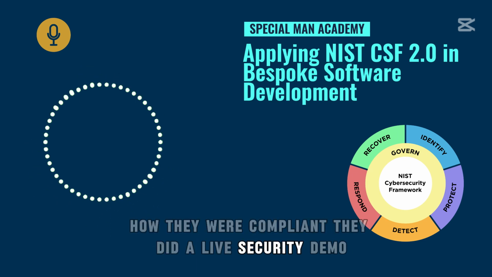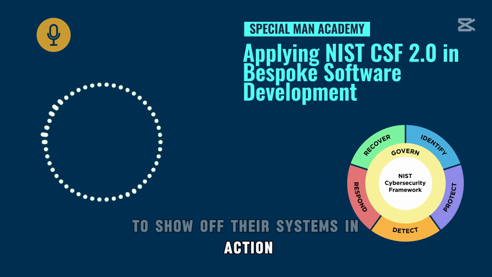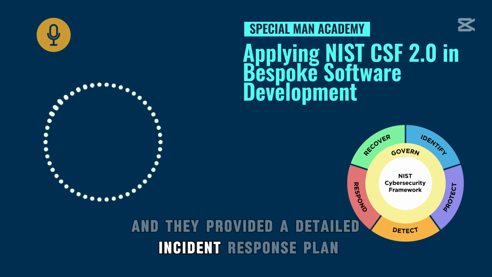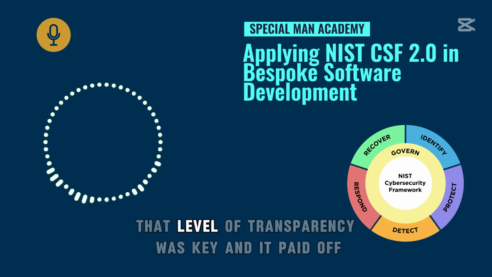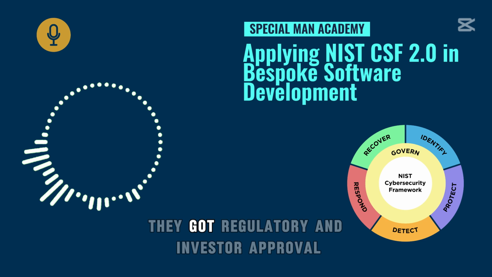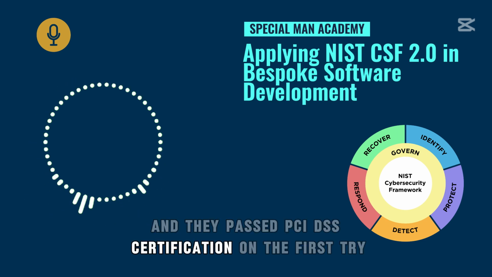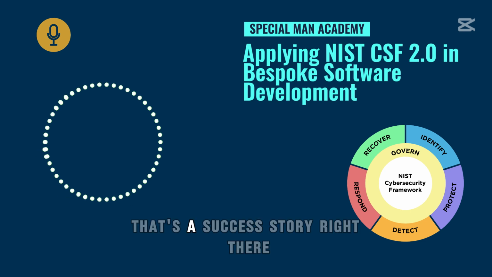They did a live security demo, to show off their systems in action. And they provided a detailed incident response plan, so the client knew what to expect if something went wrong. That level of transparency was key. And it paid off. The client was reassured. They got regulatory and investor approval. And they passed PCI DSS certification on the first try. That's a success story right there.